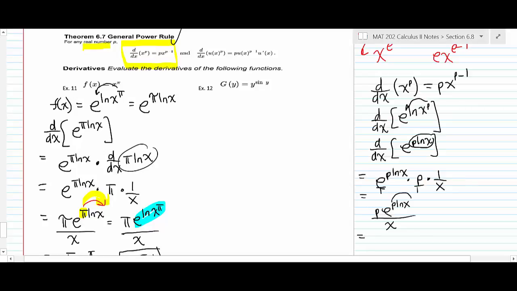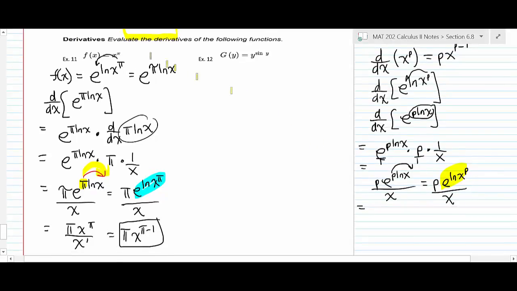Okay? Then you could bring that p up to the top to get p e to the ln of x to the p over x like that. Okay? You guys follow along what I'm doing? Okay? Now, what is this thing right here? What's the value of the thing I just highlighted? X to the p. Okay, so we're almost there. So now what we'd have is x to the p times p over x. Okay, and then how do you handle this part, like x to the p over x to the first?